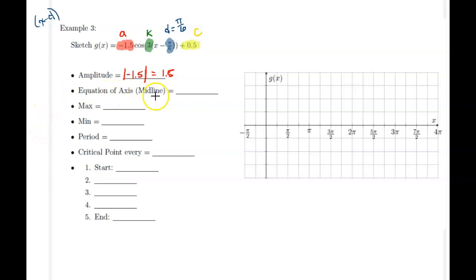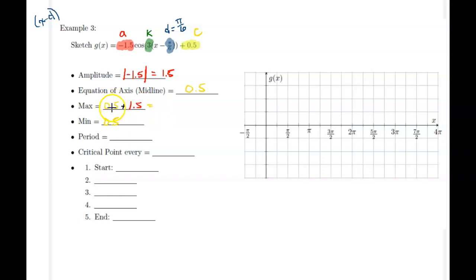Next up is our equation of the axis, or our midline, and that is our value of c. And our value of c is 0.5. Now we're going to use these two values to find our maximum and our minimum. We're going to take that midline of 0.5 and add our amplitude, which is why it's so important that it is the absolute value. We're going to add a positive 1.5 to get the maximum.